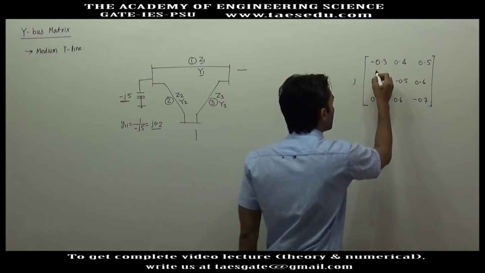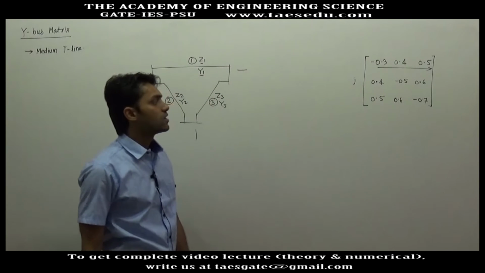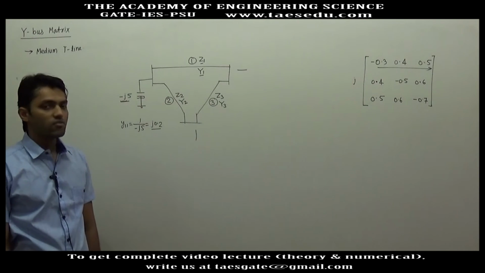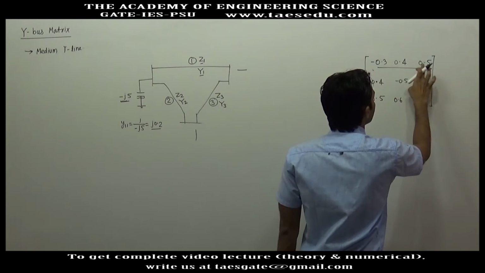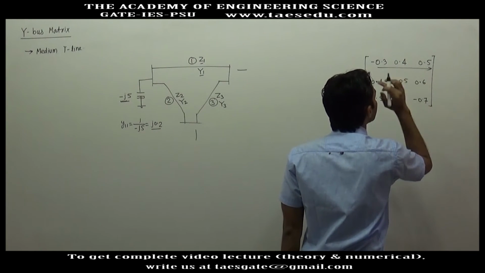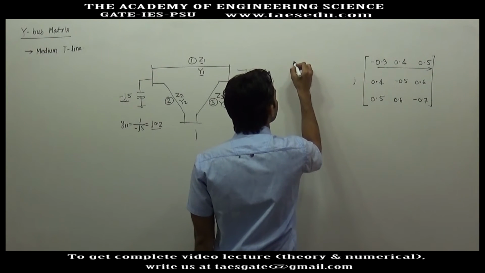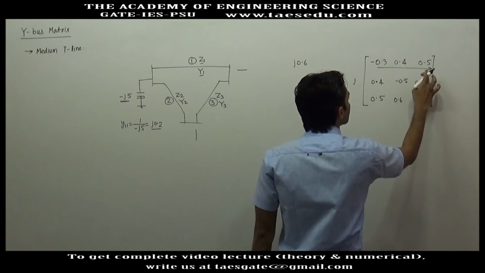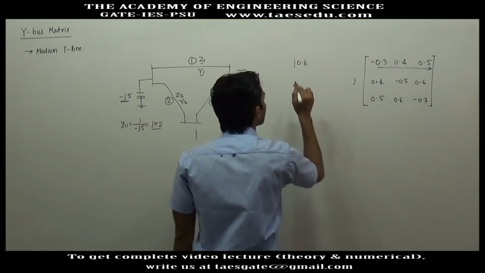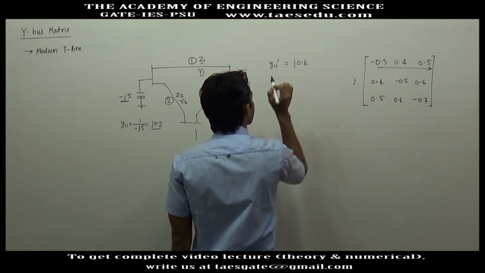Now if you add all these 3 elements, what you will get? The overall shunt parameter of bus 1. If you add it, what you will get? 0.9, 0.6, you will get J0.6. And what is this? The overall shunt parameter of bus 1, and I represented it as Y11 dash.